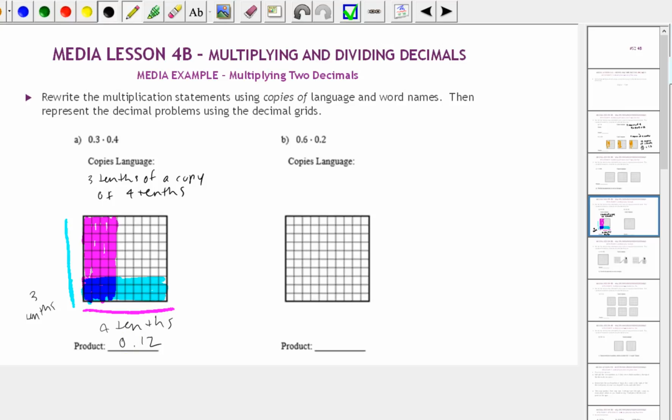But we want to get them to see this idea that we're multiplying, and we still multiply like we would with whole numbers, we just have to be concerned with place value. And this shows why when we have tenths times tenths, we end up with hundredths, because we end up with these small pieces.